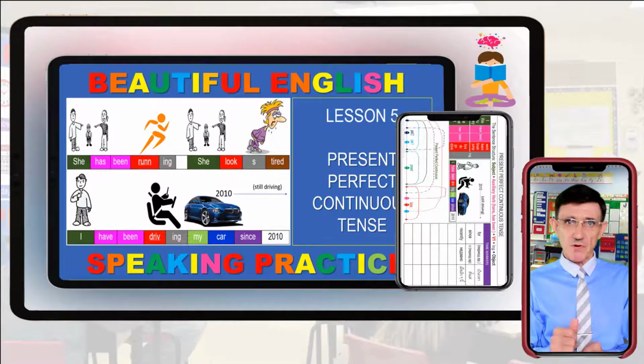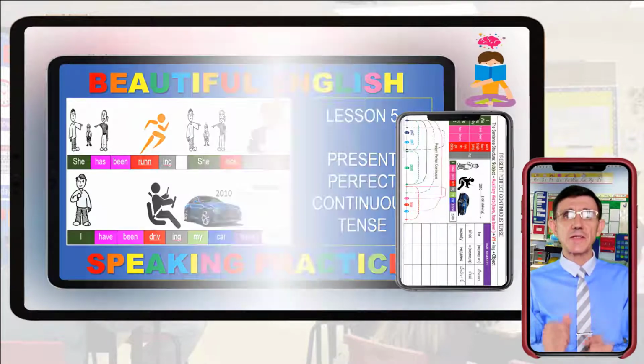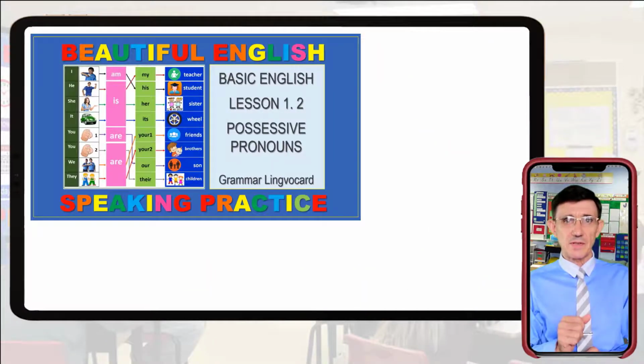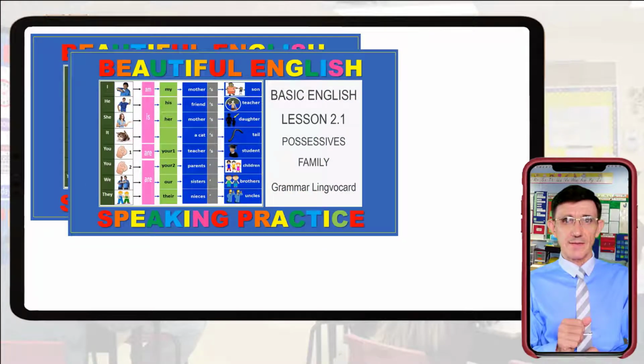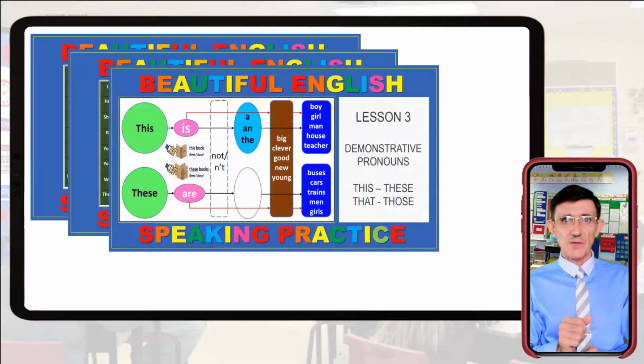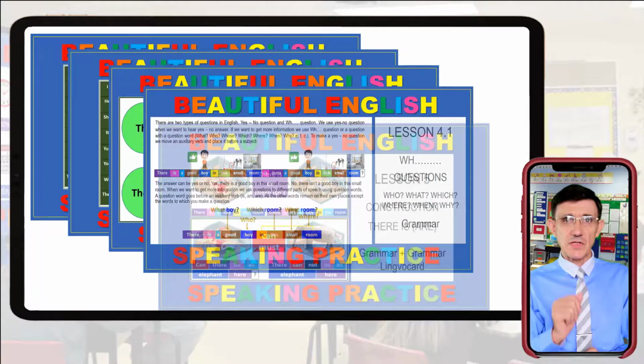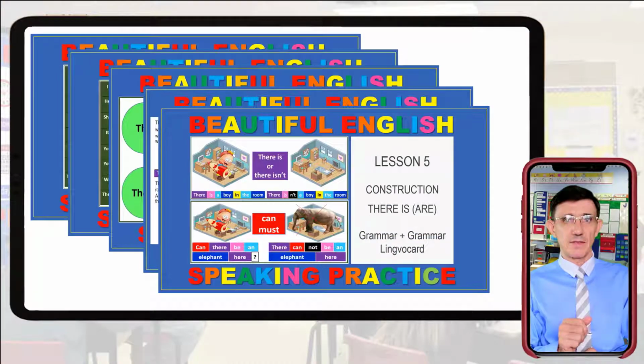No special requirements to start learning English with the Basic English course are needed. If you can read and write English, you can start learning. The Beautiful English Basic English course consists of 6 lessons: possessive pronouns, possessives, demonstrative pronouns, WH questions, grammar construction there is, there are, adjectives.